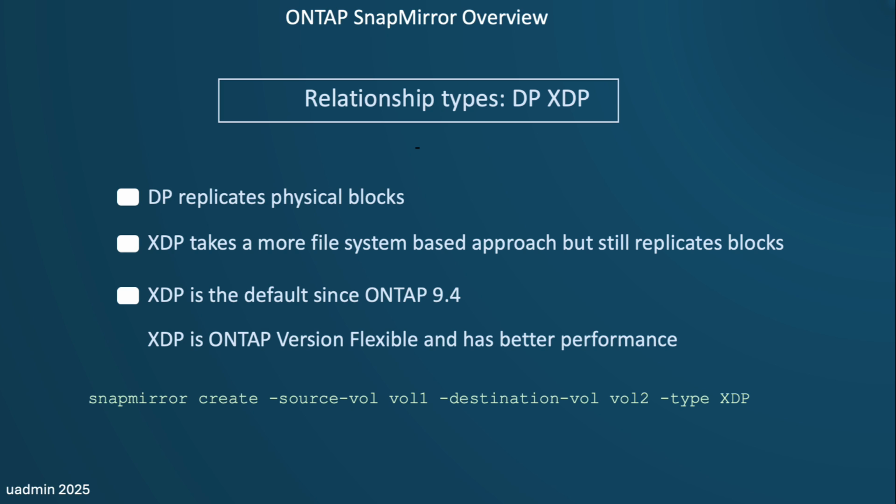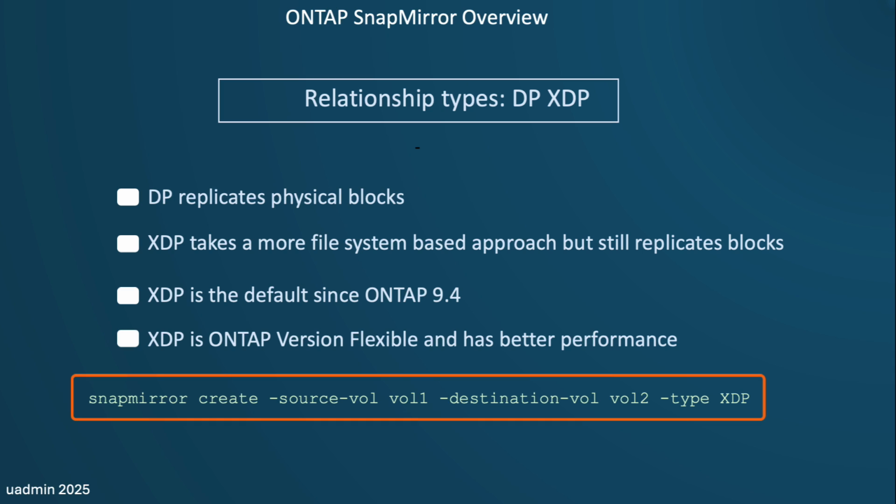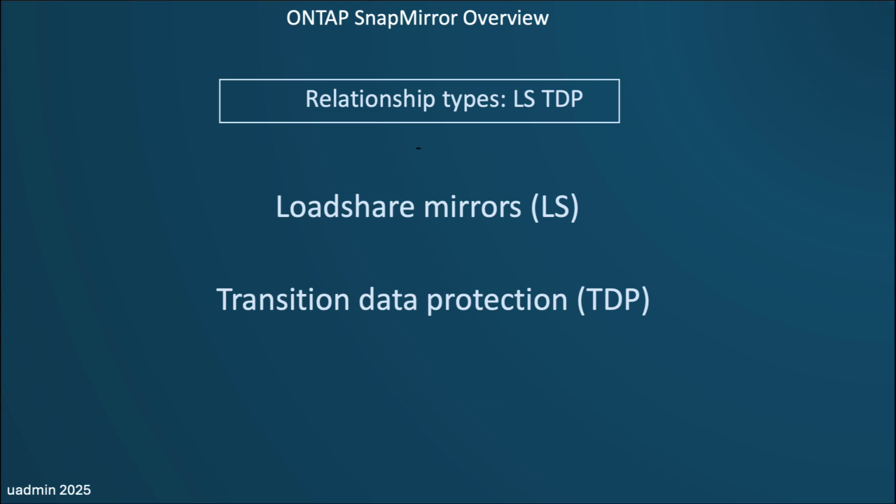Even if you create a relationship and say the type should be DP, it will simply change it to XDP. A big advantage of XDP is that it's version flexible, so it supports different ONTAP versions on source and destination. And also it has a better performance than DP. So let's just say that the default and preferred version of SnapMirror is the XDP replication version. By the way, to be honest, there are two other types, and those are LS or LoadShare Mirrors and TDP, which is transition data protection. But they serve a completely different purpose, so we'll look at them later.